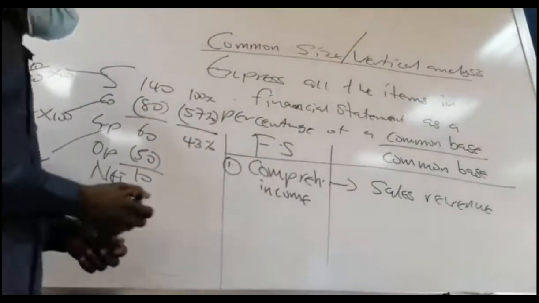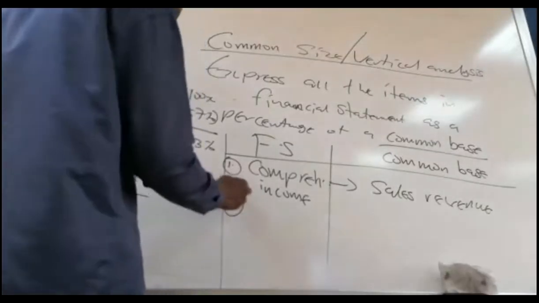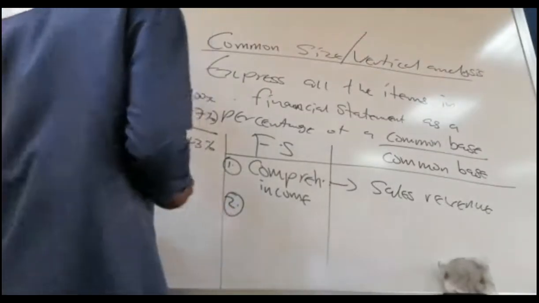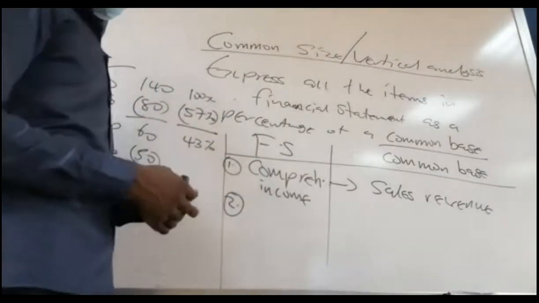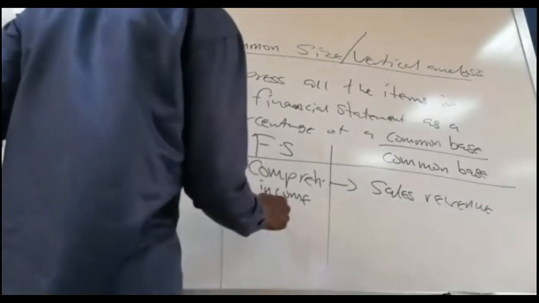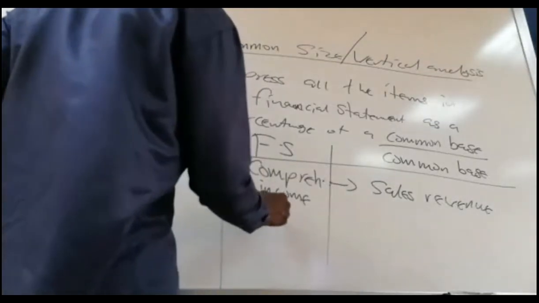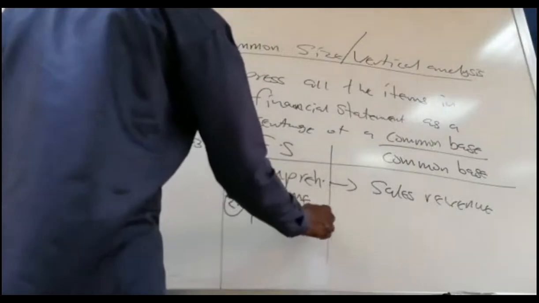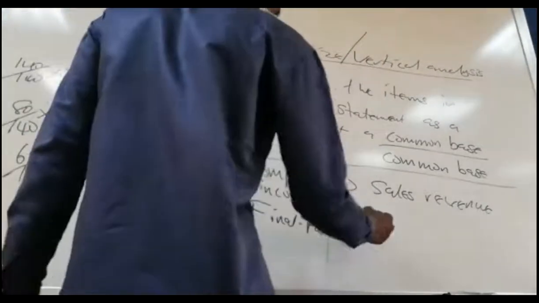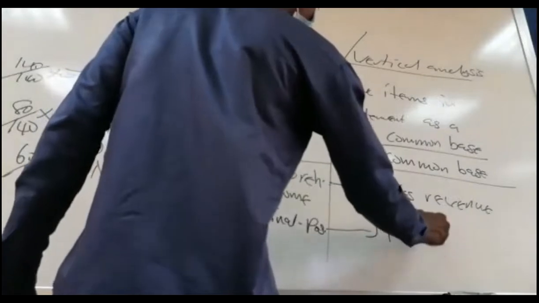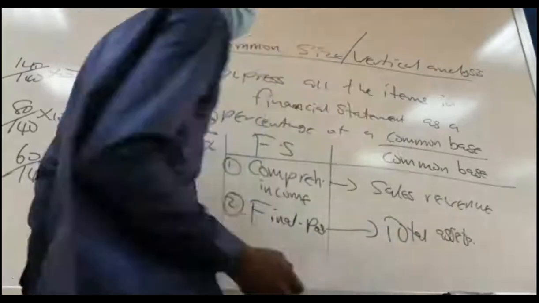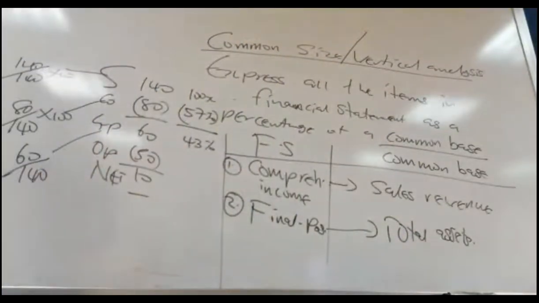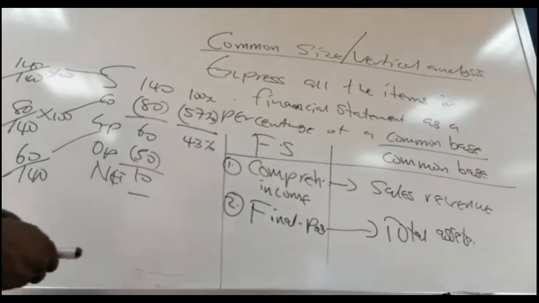Now let's go to number 2. I'll list the important ones first. The statement of financial position, the balance sheet. The common base is total assets. Take all the items individually, line by line, and divide by total assets. Then multiply by 100 and get it.